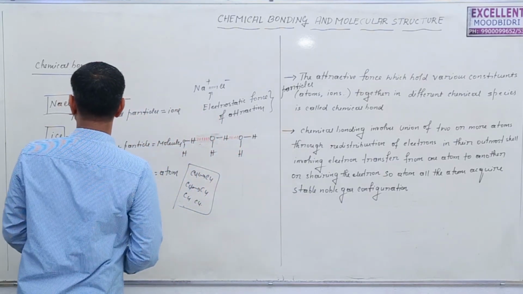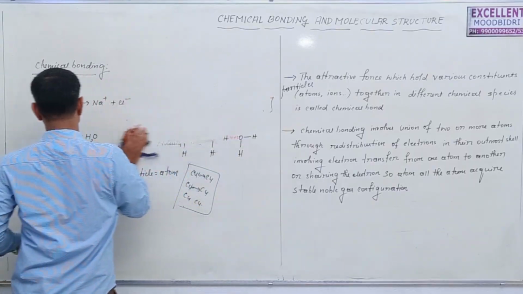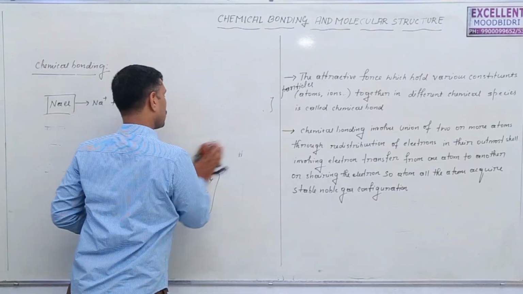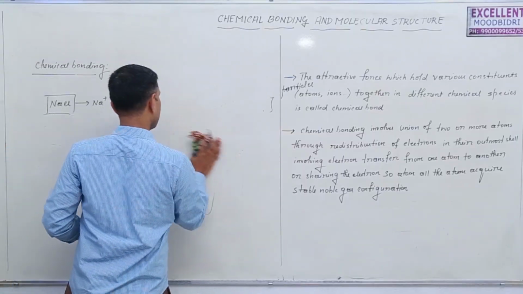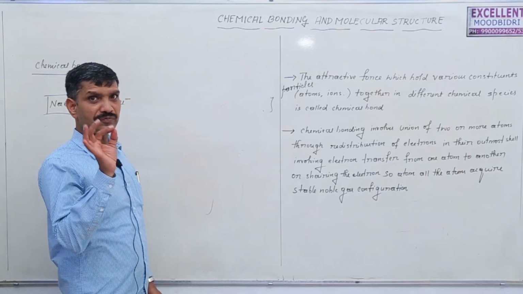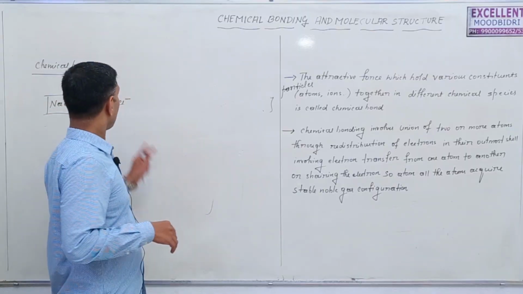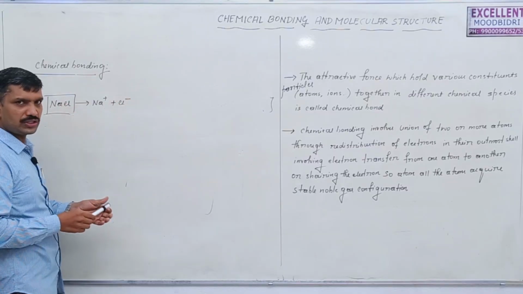For this purpose, I take one example, sodium chloride. In the case of sodium chloride, the constituent particles are Na+ and Cl-. Here Na+ and Cl- are held together by the electrostatic force of attraction, which is known as an ionic bond. So how do the attractive forces exist between them?